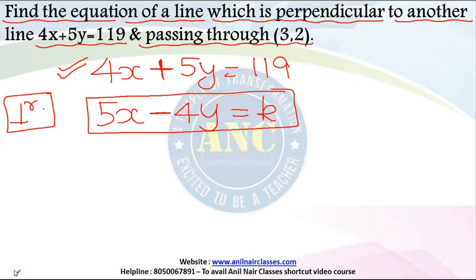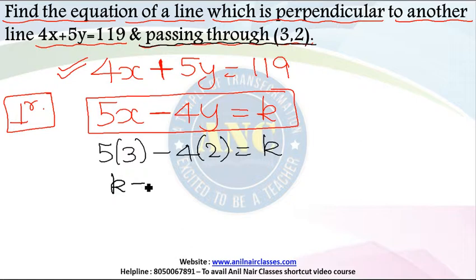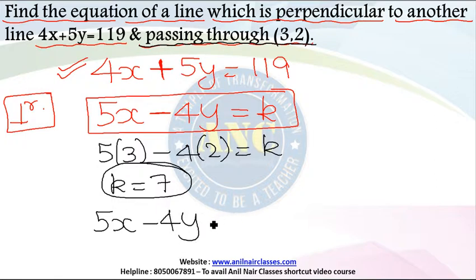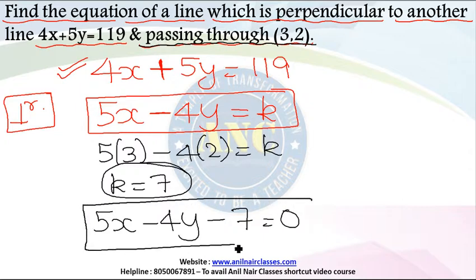Now, this is the equation of the line which we are trying to find. But we don't know the k value at present. And it is also given in the question that the line is passing through (3, 2). That means (3, 2) is on that particular line. So (3, 2) should satisfy the equation of the line. So it is 5 into 3 minus 4 into 2 is equal to k. So the k value is 15 minus 8, which is 7. So the equation of the line which is perpendicular to the given line is 5x minus 4y minus 7 is equal to 0. This is the equation of the line which is perpendicular to the given line in the question.